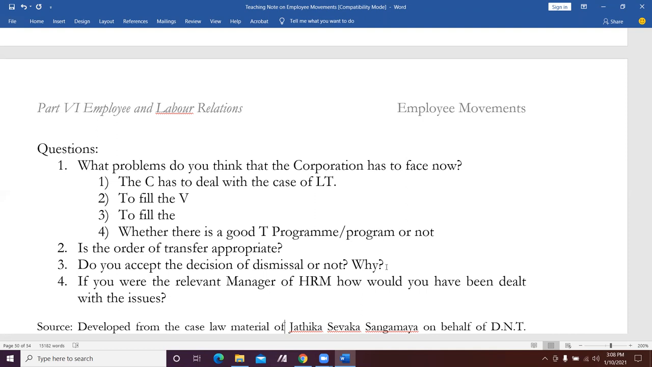Okay, all right. Then let me give my response. Yes, of course. I agree with the decision of dismissal. I agree with the decision of dismissal. Why? Remember, the reason why: he engaged in malingering. What is this?